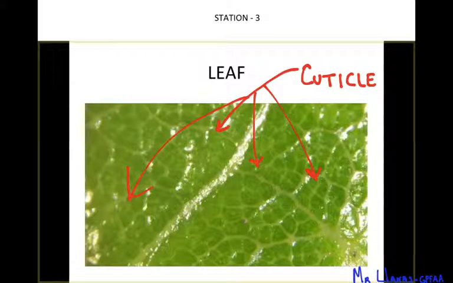This is station 3, where you looked at a leaf under the dissecting microscope. All I want you to see here is the shiny stuff on top of the leaf. That's called the cuticle. It looks like wax on top of it, and the cuticle is there to prevent water loss. This is one of the main adaptations that plants have developed in order to survive in different environments. So that waxy covering on top of the leaves is called the cuticle, and it is there to prevent water loss.